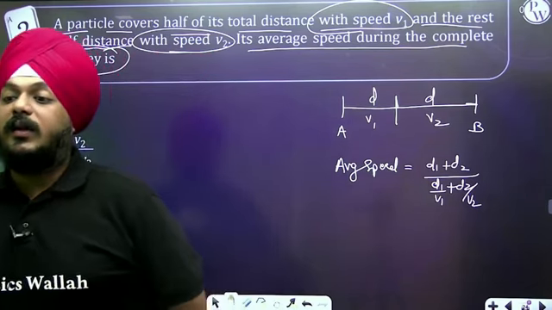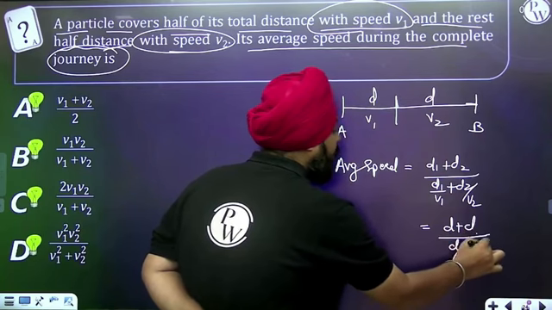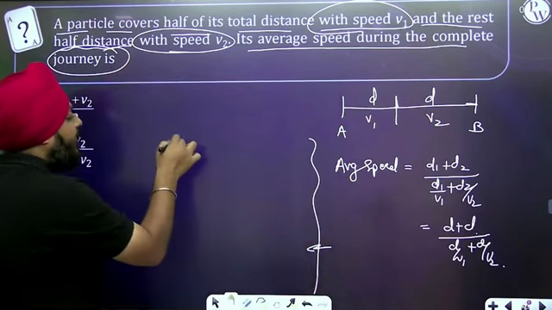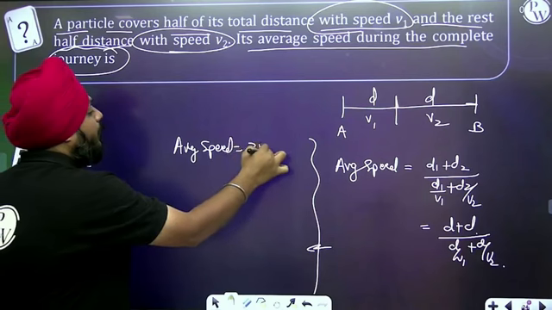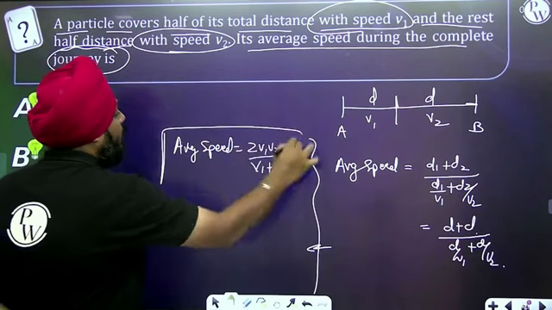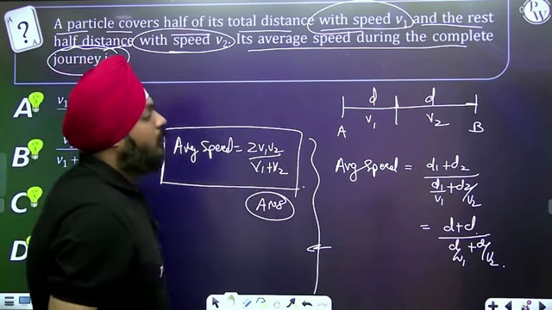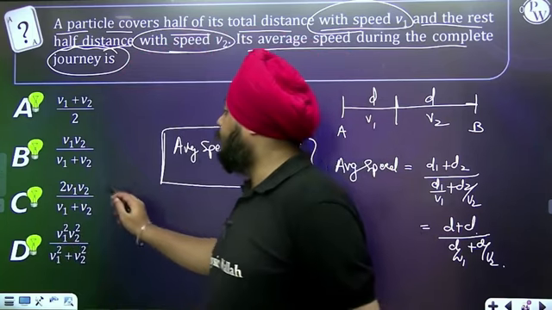So directly we are going to say it's (d + d) divided by (d/v1 + d/v2). From here d will get cancelled, and the average speed is going to come upon as 2v1v2 divided by (v1 + v2). This will be the perfect answer for this specific question. A very simple proof.